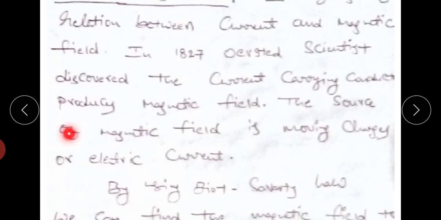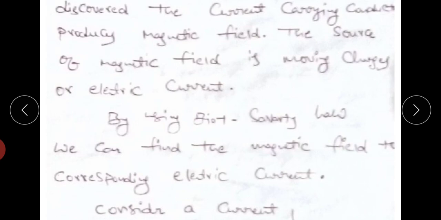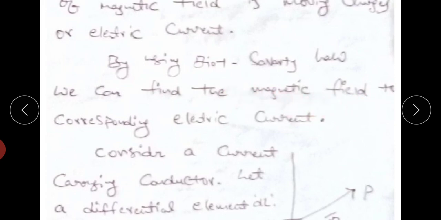The source of magnetic field is moving charges or electric current. It means if a charge is moving, automatically a magnetic field is produced around the charges. Moving charges means current. If a current flows through a conductor, it means the charges are flowing in the conductor. In that situation, a magnetic field is produced around the conductor. So by using Biot Savart's law, we can find the magnetic field corresponding to electric current.